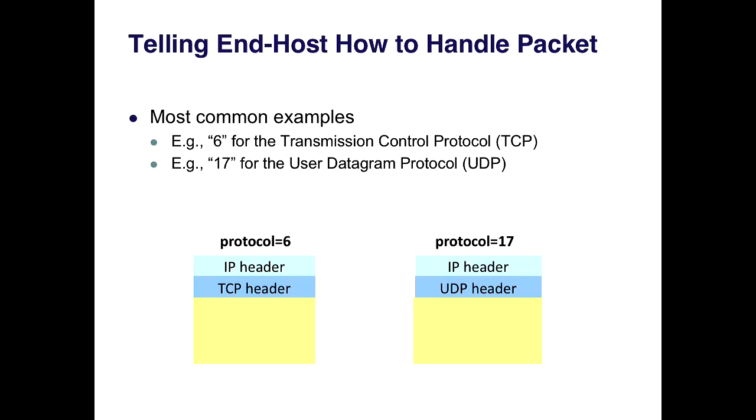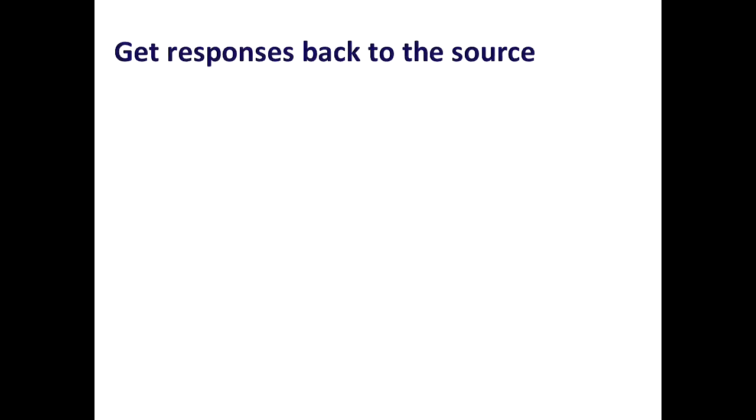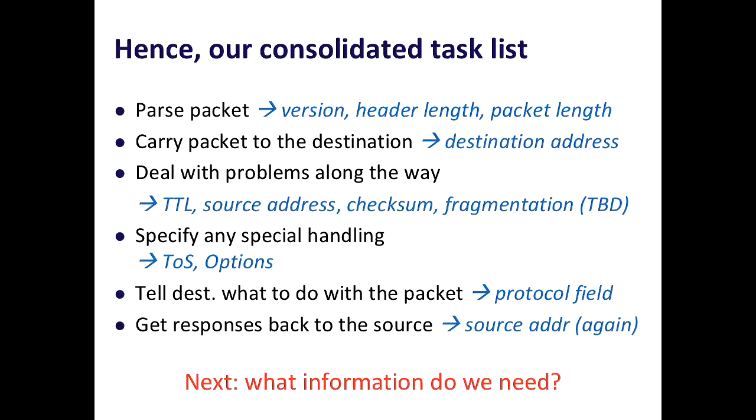Okay? And then finally, to get a response back to the source, I need one field. That's going to be the source address. We already needed it for routers to send back error messages to the source. We're also going to have it so that the destination can respond to the packet it received. Okay, so with that, I think we have all of the information we need. Any questions?